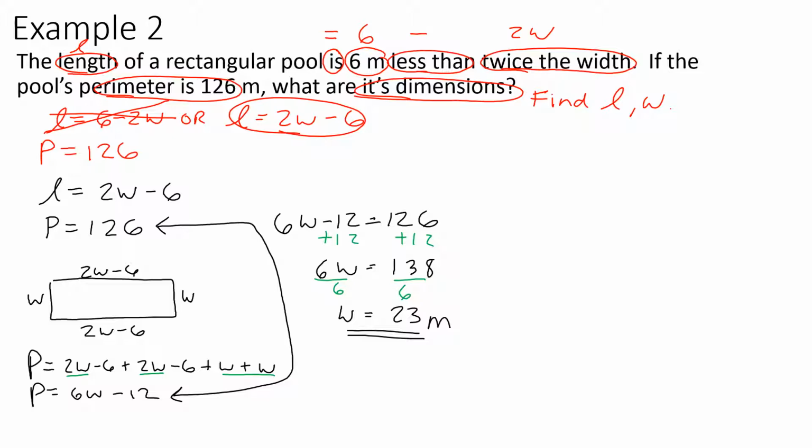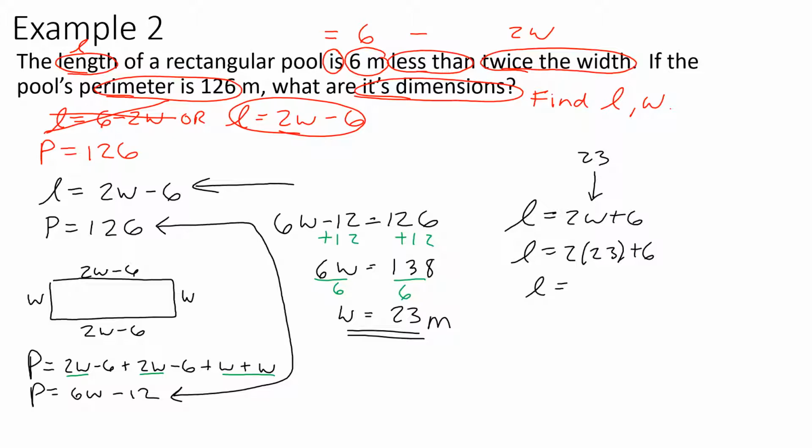We need the relationship between length and width, which is given to us in the equation L equals 2W minus 6. So if I let W equal 23, then I get L equals 2 times 23 plus 6. So therefore the length is 2 times 23 plus 6, which gives me 40. So the length is 40 meters. So what are its dimensions? Well, 23 meters by 40 meters.